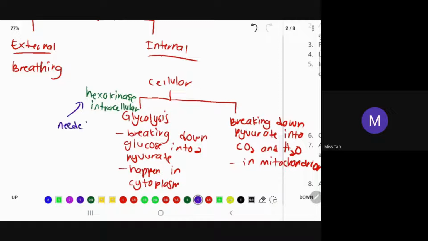So what is glycolysis? It's breaking down the glucose into pyruvate. And then the second stage is breaking down the pyruvate into carbon dioxide and water, and it happens in mitochondria. Okay, understand? So that's called cellular respiration.